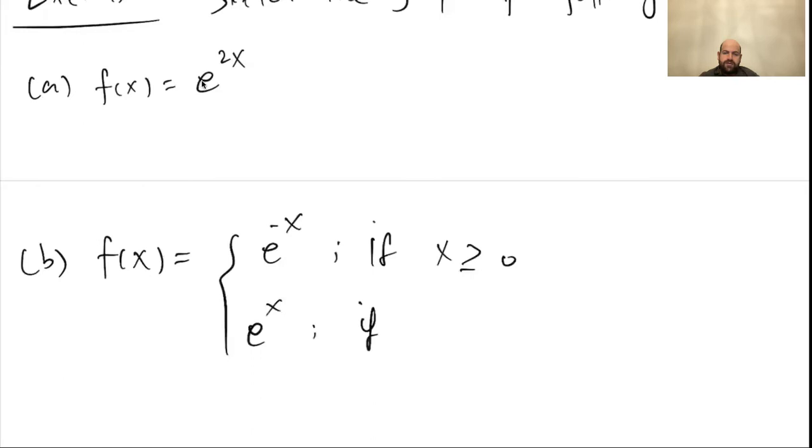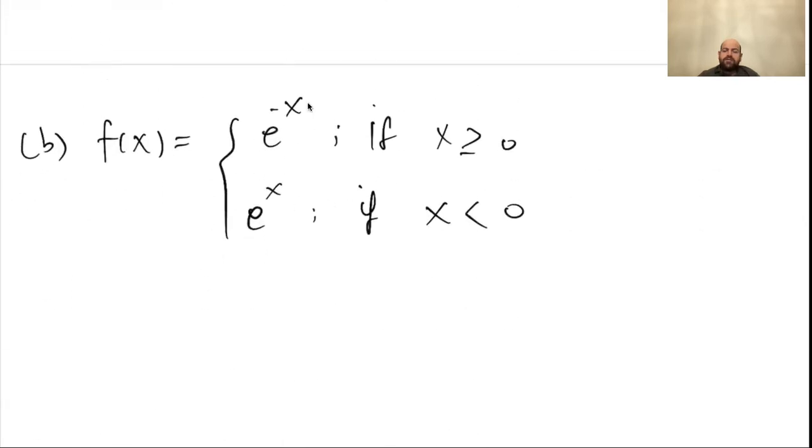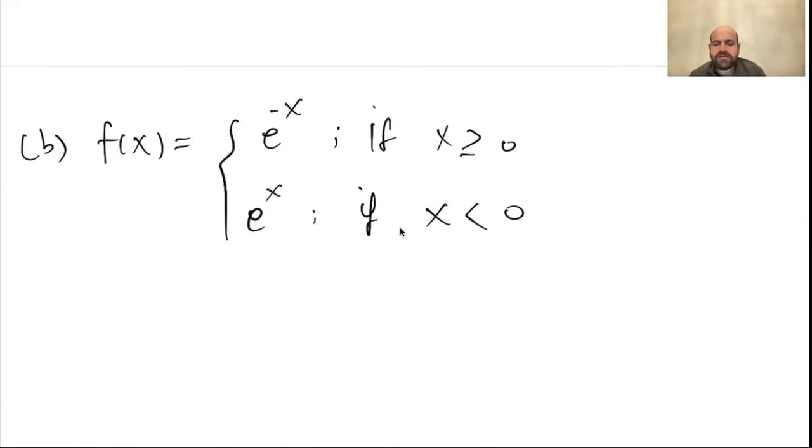Seems the screen is frozen. Okay. e to power minus x if x positive, e to power x if x negative.